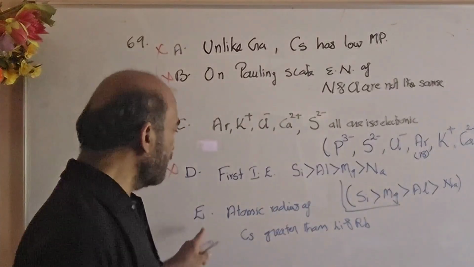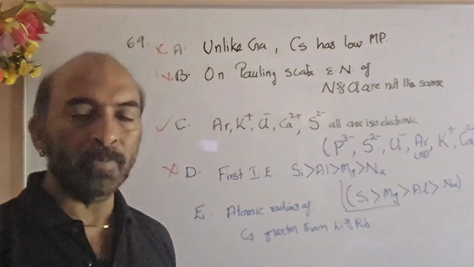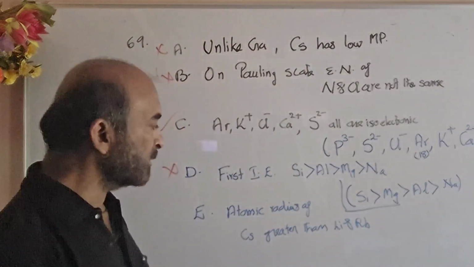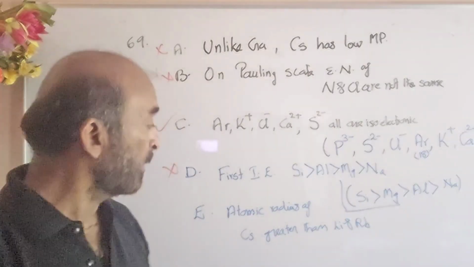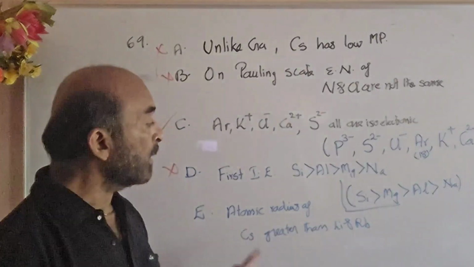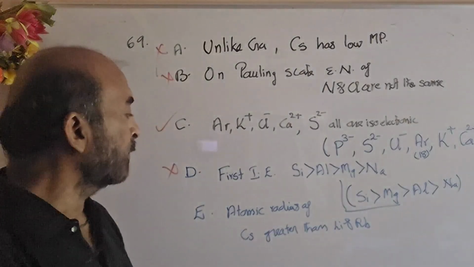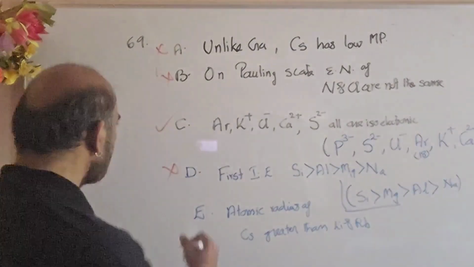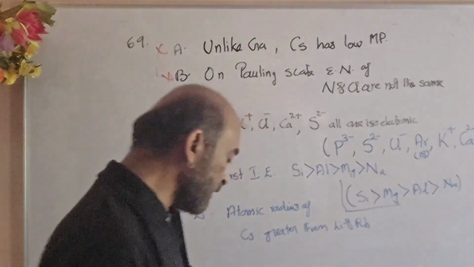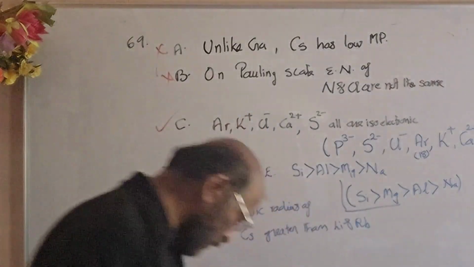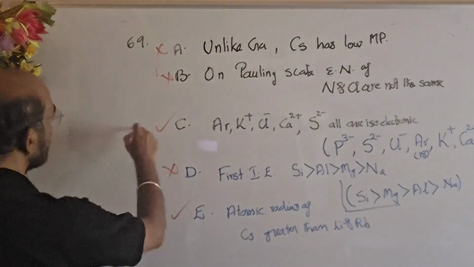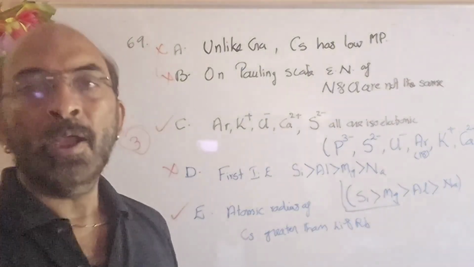Next, E, atomic radius of cesium is greater than lithium and rubidium. Lithium, sodium, potassium, rubidium, cesium, francium. So only francium might have a higher atomic radius. So lithium and rubidium having lower atomic radius than cesium is correct. So E is correct. So what is our conclusion? C and E are correct. The remaining 3 are wrong, no? So among the given options, 3 is the correct answer. 3 is the answer to be chosen there.